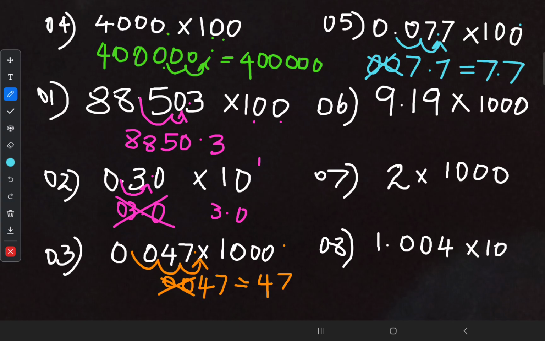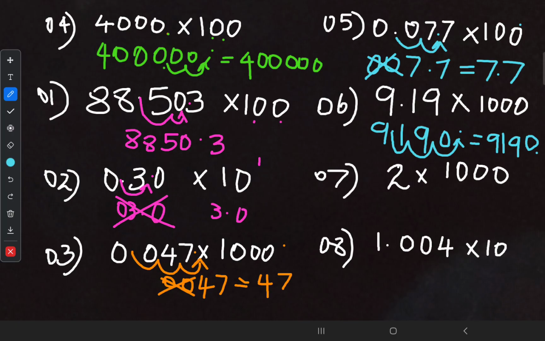Then 1000 means 10 to the power of 3. So this decimal should move 3 digits towards its right. 1, 2, 3. In this space, there is no number, so we can replace this by using a 0. So finally, your answer should be 9,190.